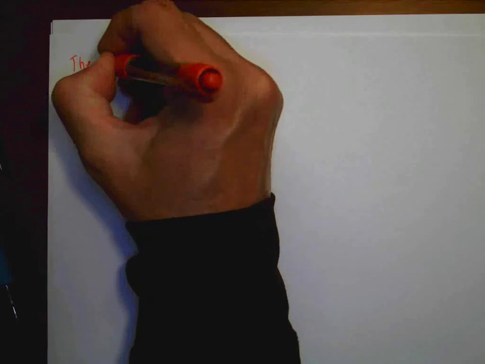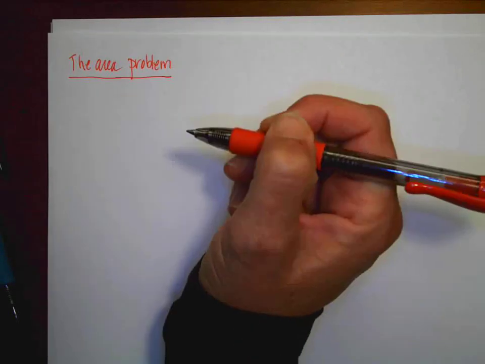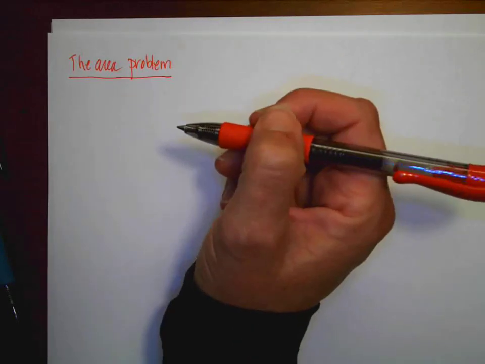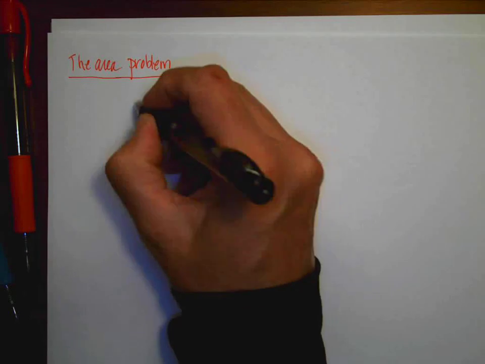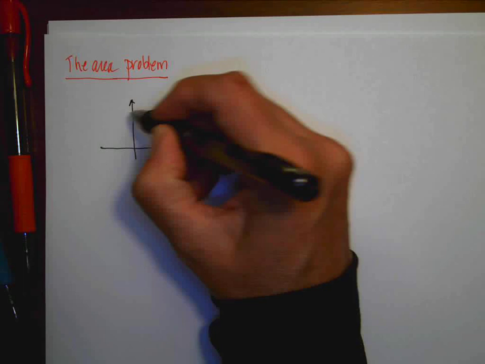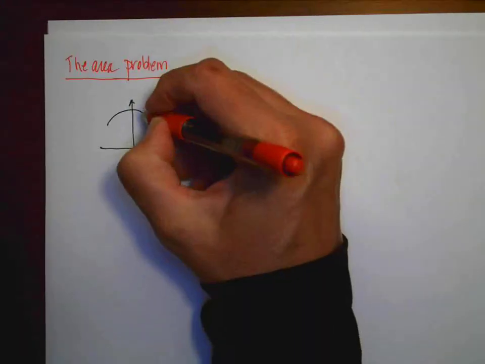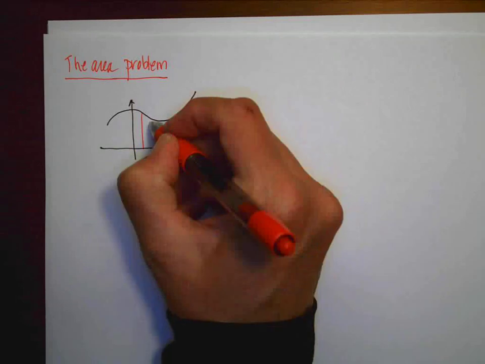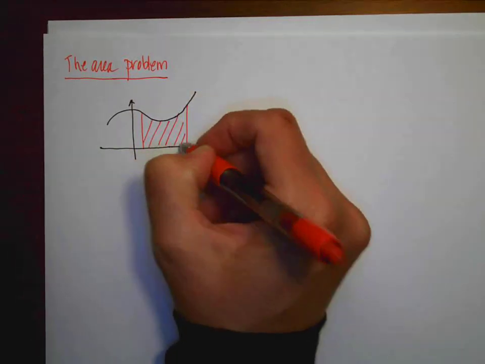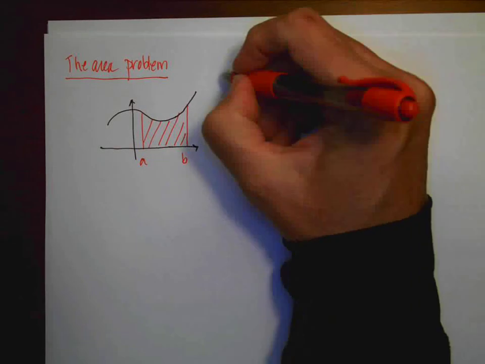The next problem in calculus is called the area problem. So far we've talked about the limit, and then we talked about the tangent line problem. Now we're going to talk about the area problem. So let's say I have a function, and the function does something like this, and I want to know what's the area under the curve from A to B.